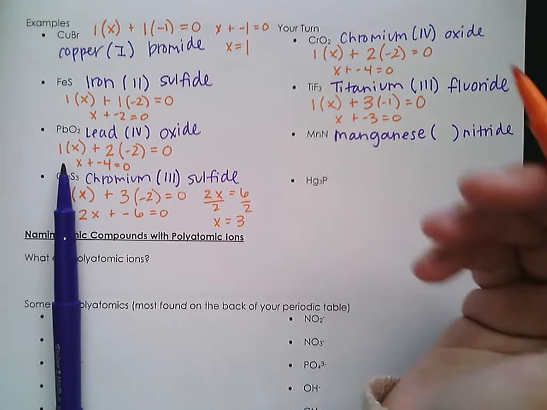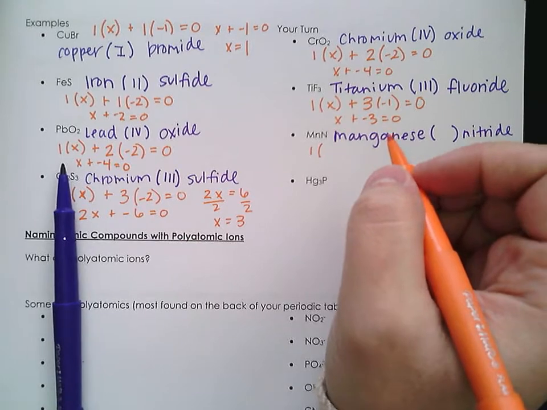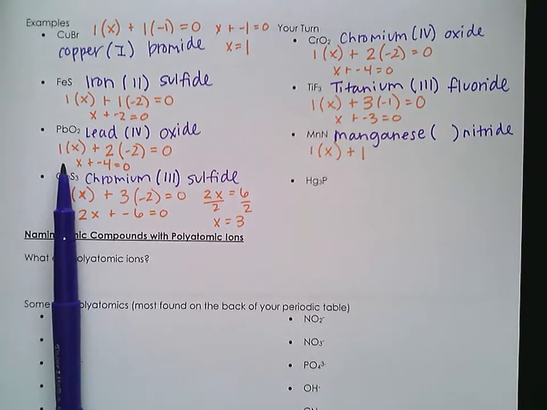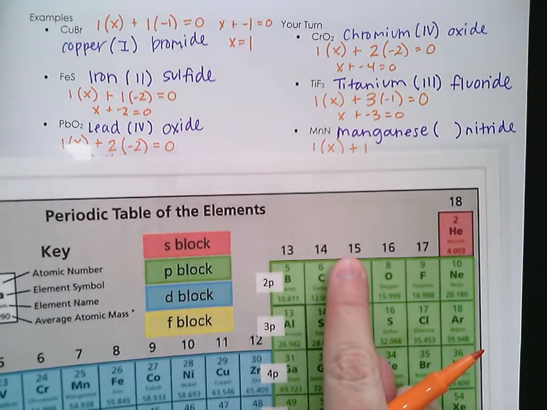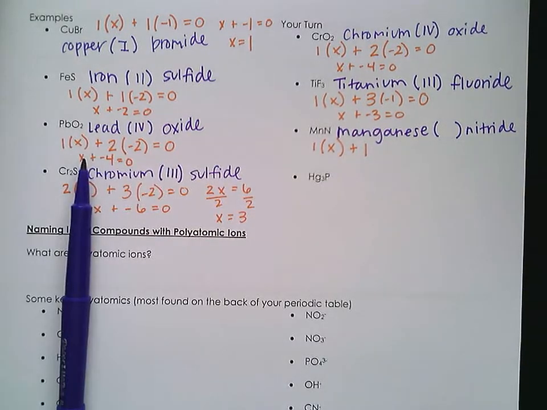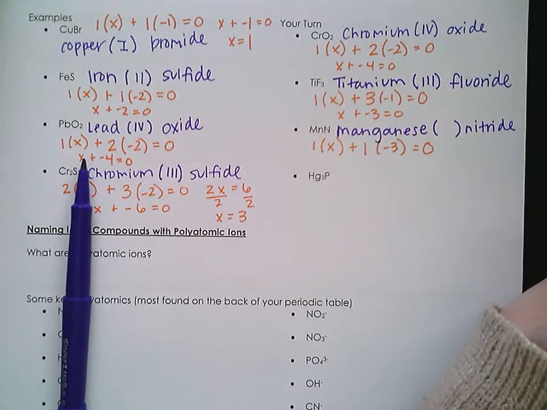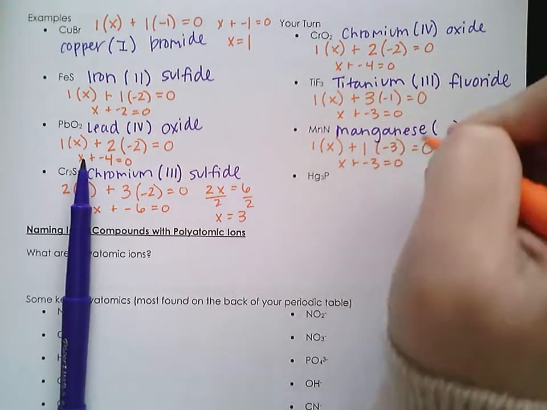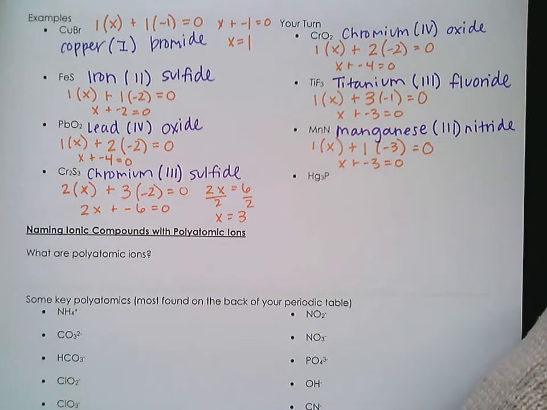So let's do our calculations here. I have 1 magnesium, or sorry, see, I just did it. 1 manganese, X, because I don't know my charge, plus 1 nitrogen. When we look at our periodic table, nitrogen is in group 15. That means it gained 1, 2, 3 electrons. So I have a -3 charge there. And we're going to set that equal to 0. So I have X plus -3 equals 0. So this is manganese 3 nitride.